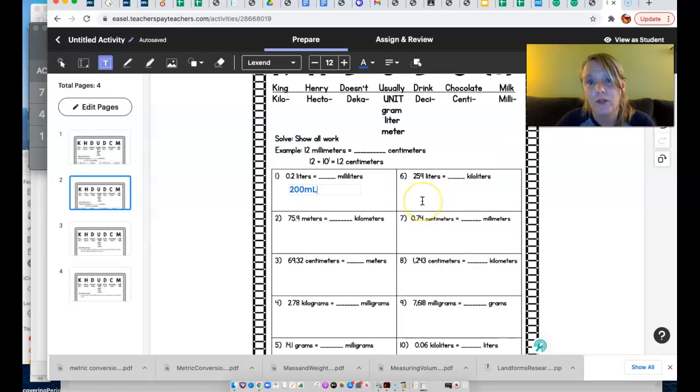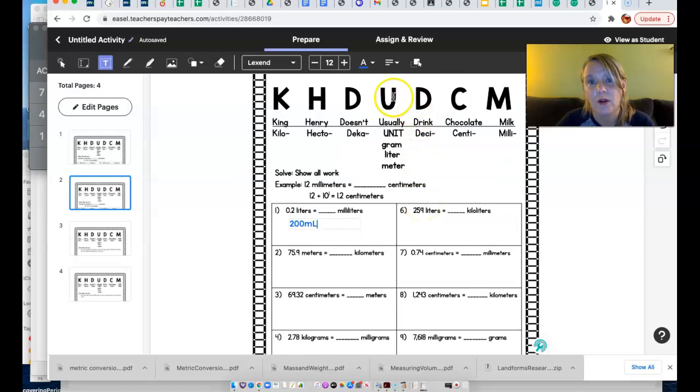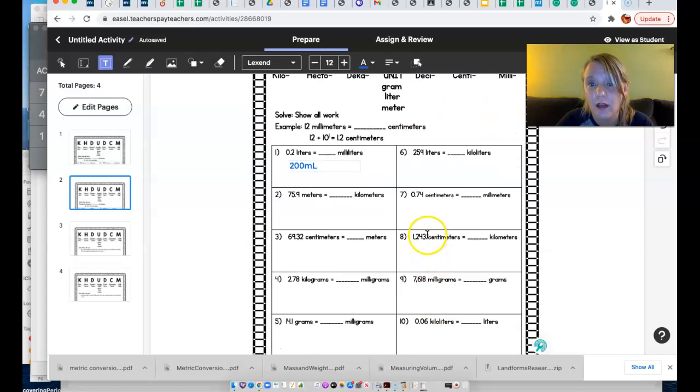We would have to move the decimal from centimeters to kilometers 1, 2, 3, 4, 5 spaces to the left. Okay, so it would go 1, 2, 3, 4, 5 spaces. The answer here is going to be 0.01243 kilometers.